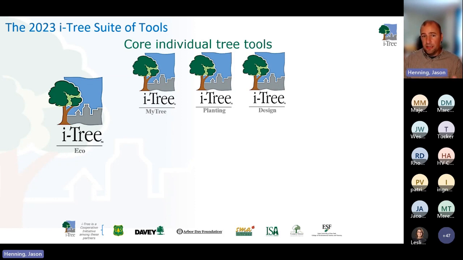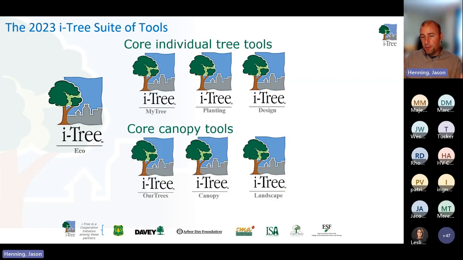And then iTree Design has been our longest-standing web-based tool, and you can use that to estimate the benefits of trees to a single residential property, which is really what it's targeted at. But then we have these core canopy tools. These are the ones that take that top-down approach. The simplest one, which is brand new within the last year, is called Our Trees.